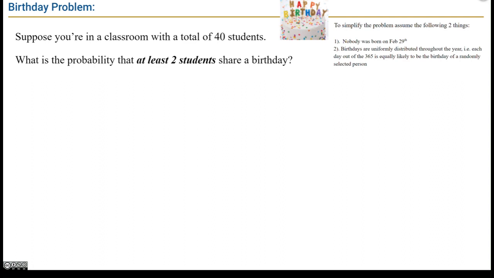So take a minute and see how you would set this up. First hint is if I want at least 2 students, in my head I start saying, well, I need 2 students, then I need 3 students, then I need 4 students, or I need a pair. There's just so many options, right? I could have 2 pairs of 2 students who share a birthday. I could have 3 pairs of students who share different birthdays. Already, that's just a lot of things to add up together, which is making me think the complement rule is probably going to be my friend. And so that's how we're going to start.